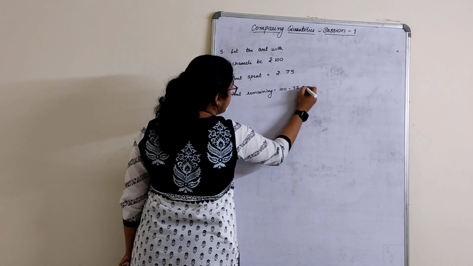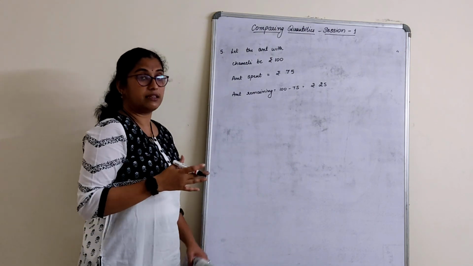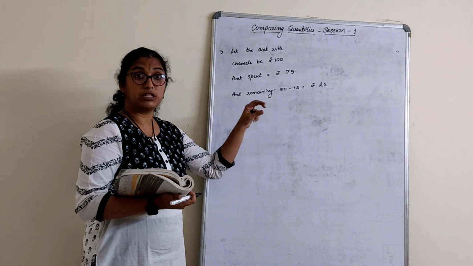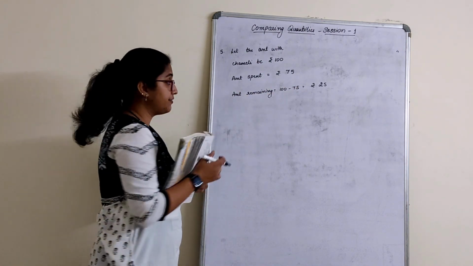100 minus 75 is equal to rupees 25. For 100 I am calculating. Assume that Chameli had 100. She spent 75 rupees out of it, because 75% they have given for 100 rupees. Amount left with her is 25.